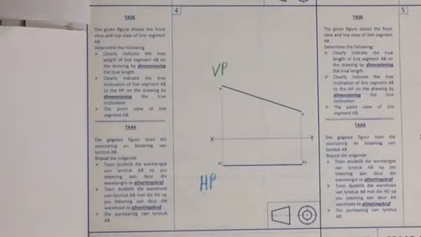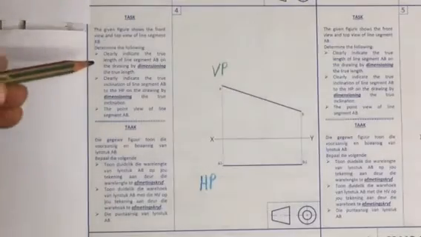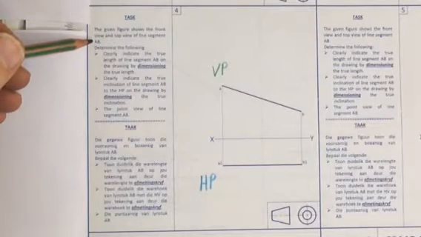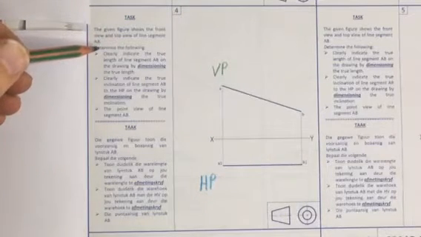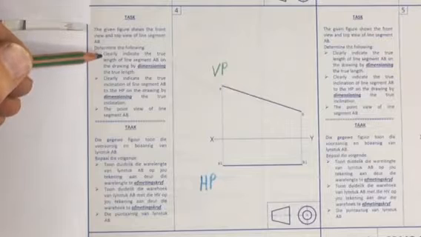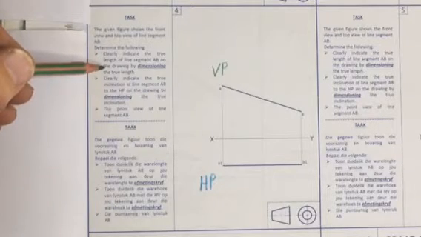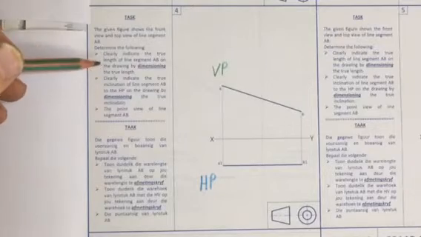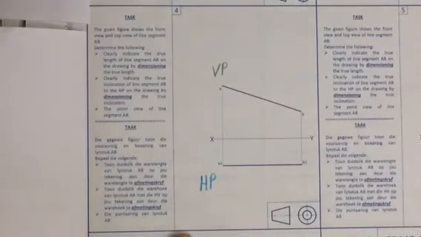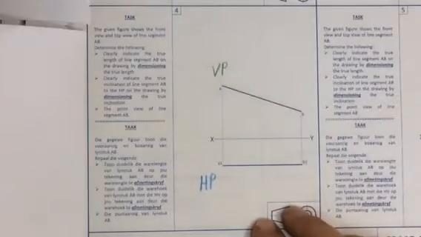Right, the given figure shows the front view and top view of a line segment AB. It says determine the following. Clearly indicate the true length of the line segment AB on the drawing by dimensioning the true length. Right, first of all, we need to understand the concept of what a true length is and how I get that.